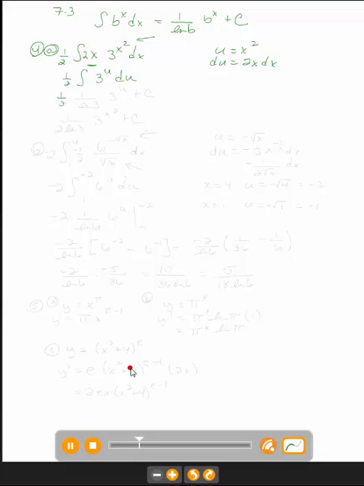So this turns out to be 3 to the u du. Now, according to my rule, I've got this little 1/2 hanging out here. The rule is it's 1 over the natural log of the base, which is 3, and then 3 to the u plus c. But I've got to change my u back, so it becomes 1 over 2 the natural log of 3, 3 to the x squared plus c. Let's look at part B.